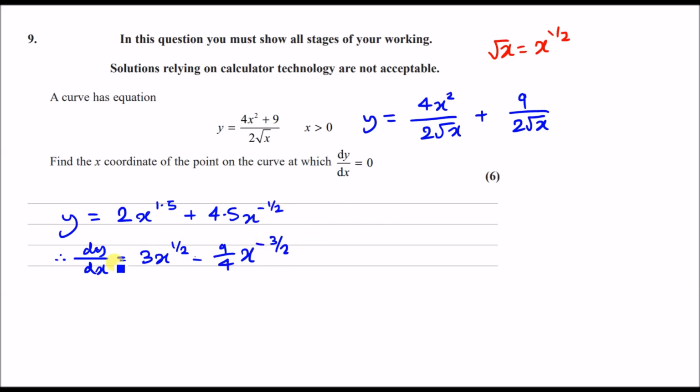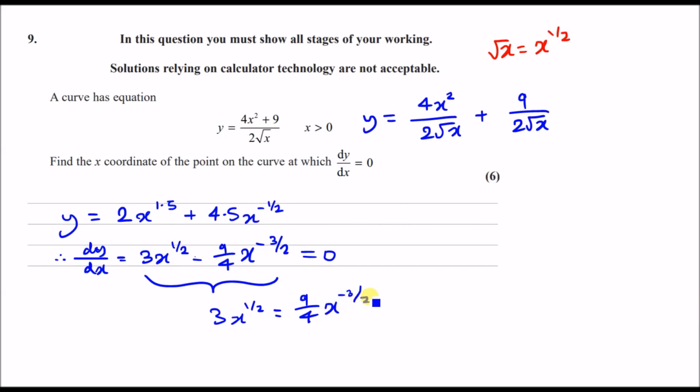Now that you've sorted this out, they said find the x-coordinate of the point at which this equation is equal to 0. So all of this should be equal to 0. Now just go ahead and rewrite and make x the subject. So let's pull the 9 over 4 x to the minus 3 over 2 to the other side. So we're going to get 3x to the power of a half equals 9 over 4 x to the negative 3 over 2.